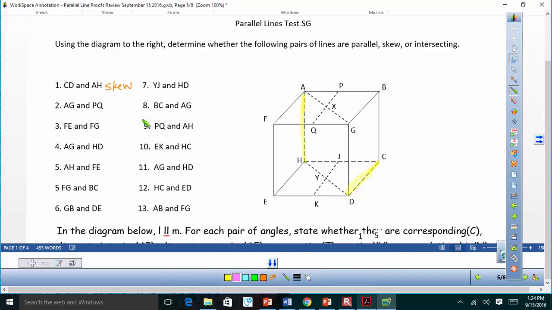Number 2, we have AG, so I'm going to highlight the line AG, and PQ, so PQ is right here. Are those parallel? Are they intersecting? Yes. Okay, what about, let's look at FE and FG. So I'm going to highlight FE, and then I'm going to highlight FG. Are those parallel? Are they intersecting? Yes.